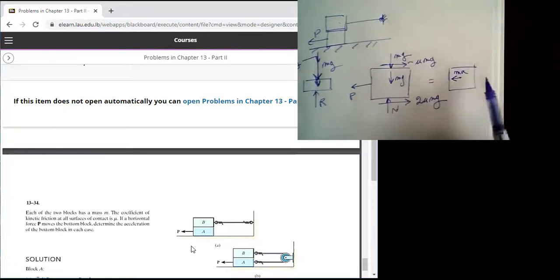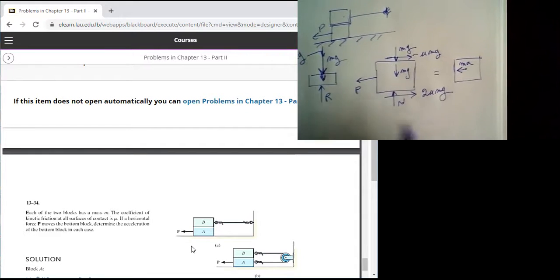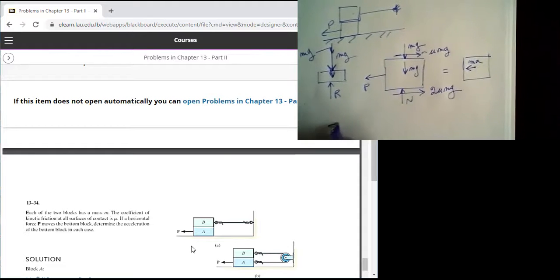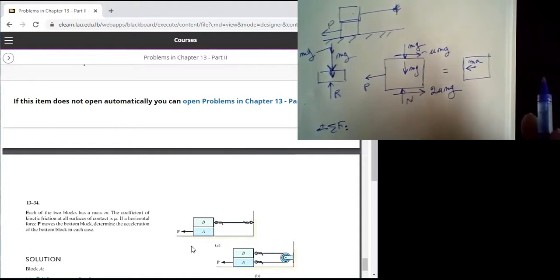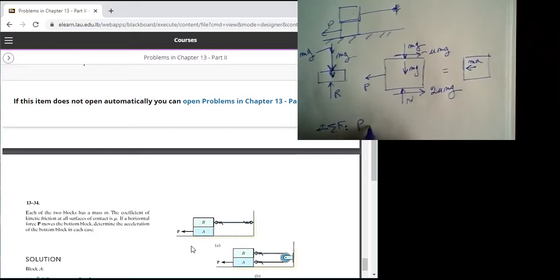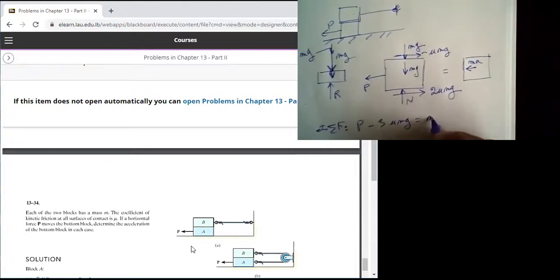MA, that's it, MA. Okay, so if we sum the forces in the left direction, what do you get? P minus 3 mu mg is equal to ma.